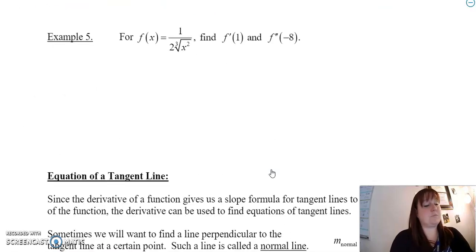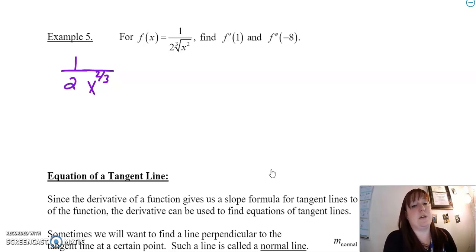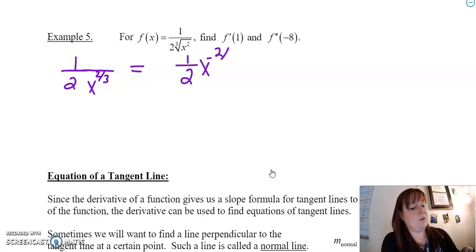So here we have a function and we need to find the derivative at 1 and the second derivative at -8. So let's find the derivative. Well, we have to rewrite this. So we have 1/2 and then this is x to the 2/3 in the denominator, because I rewrite that radical as an exponent, because otherwise we don't know how to take the derivative of it, right? So we always have to write it as an exponent. And so now I want to get that out of the denominator. So this is 1/2 x to the -2/3. So this is just still my function. This is still just f of x.